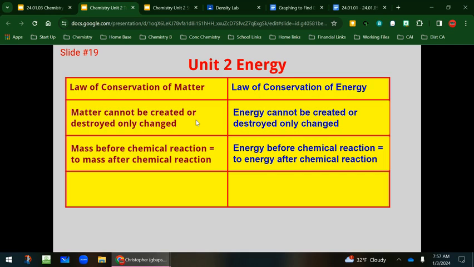Energy before a chemical reaction has to be equal to energy afterwards. Energy before and after also have to be equal. Now, just like sometimes mass ends up in a place we don't want it, sometimes energy ends up in a place we don't want it. Your car, what makes your car go? Gasoline. It has chemical energy in it that it converts to mechanical energy to move your car down the road.